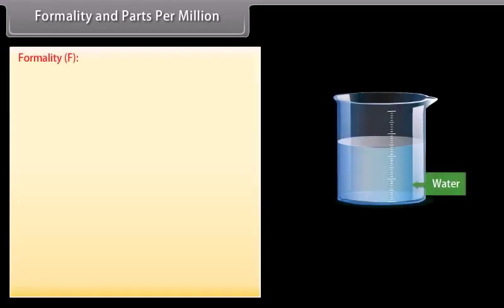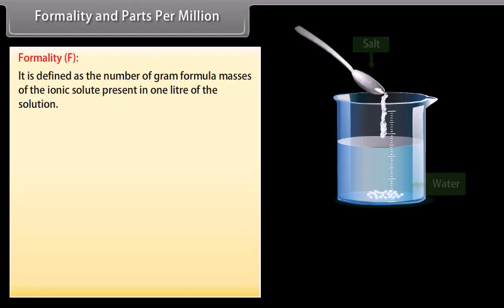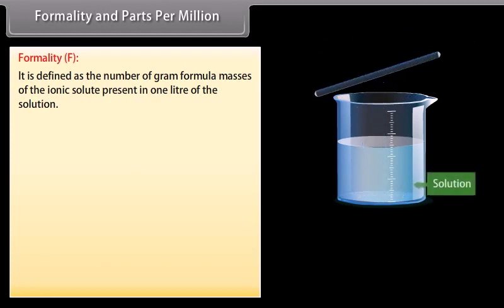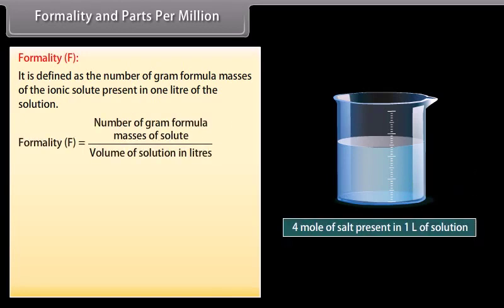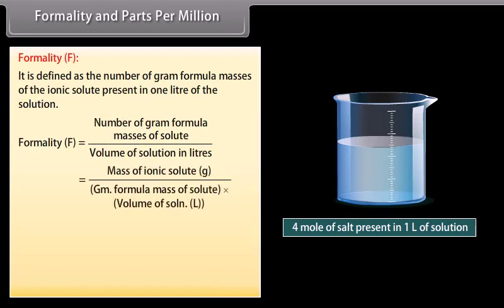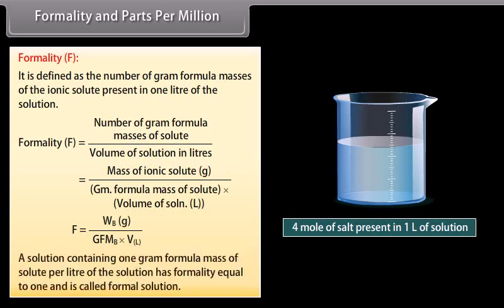Formality and parts per million. Formality. It is defined as the number of gram formula masses of the ionic solute present in 1 liter of the solution. It is represented by F. Mathematically, formality is represented by F is equal to Wb in grams divided by product of gram formal mass of B and volume of solution in liter. A solution containing 1 gram formula mass of solute per liter of the solution has formality equal to 1 and is called formal solution.